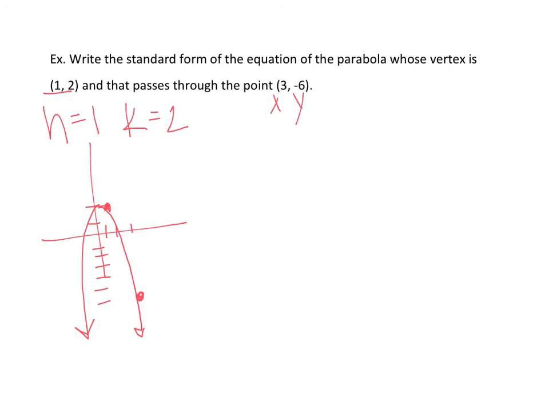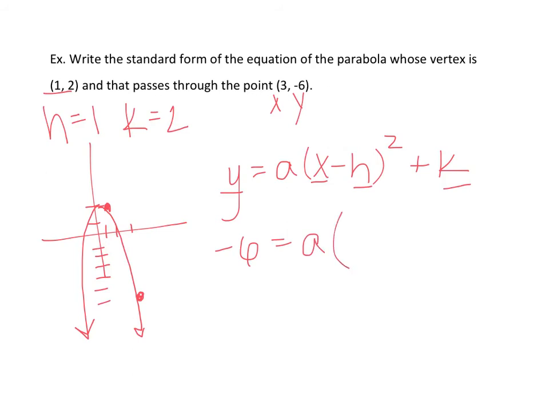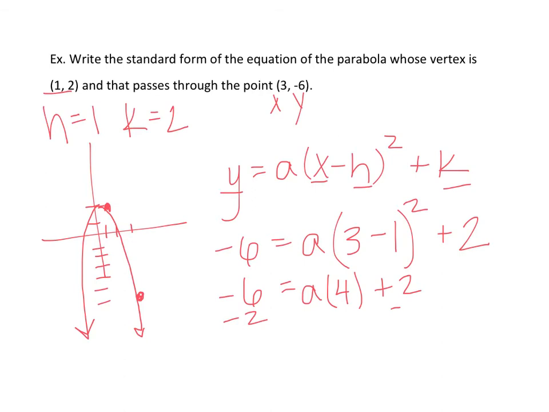So in standard form of a parabola, I'll have y equals, remember it was a times x minus h, quantity squared, plus k. I'm going to plug in my point, (x, y), that I have, and my h and k that I have. So negative 6 equals a times x was 3 minus h was 1, quantity squared, plus 2 was my k. Negative 6 equals a times 3 minus 1 is 2, squared is 4, plus 2. Subtract 2. Negative 8 equals 4a, which means my a equals negative 2.